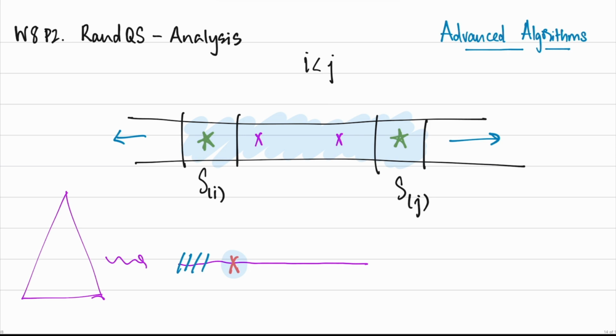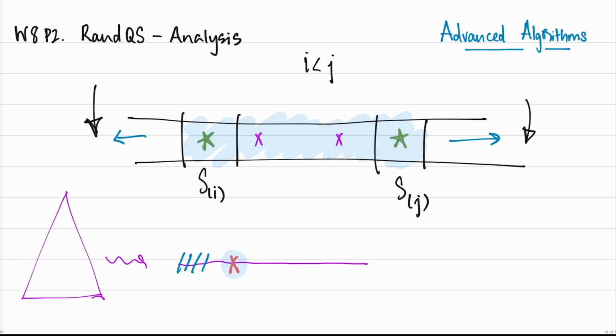But notice that if you're picking pivots that are either smaller than Si or larger than Sj, then you don't separate Si and Sj, right? A pivot that is bigger than Sj, something from here, will throw the entire blue range into the left recursion instance, and anything that is chosen from out here will throw the entire blue range to the right hand recursive subinstance, right?